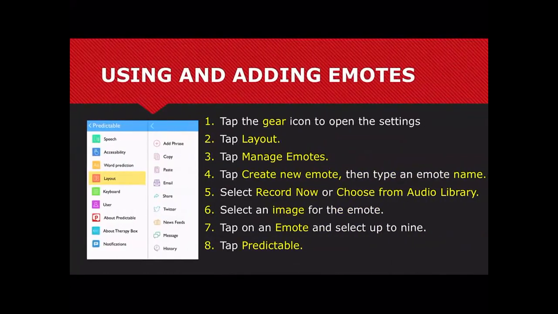Using and adding emotes. Okay, so if you tap on the gear icon again, and then in the left-hand column, you're going to hit layout. And then you're going to tap on manage emotes. And then to create a new emote, you're going to tap create new emote. And then you're going to type out the name of your emote, and you can choose from the audio library, or you could record a sound. I thought that was really fun. And then choose an image for your emote and tap Predictable.